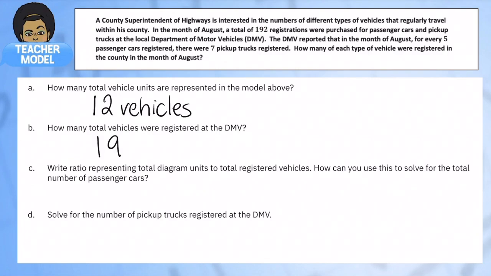We need to get to 192 vehicles. So that's going to be a lot if we have to keep on going by 12s. And our goal is, can we write a ratio representing the total diagram units of total vehicles? So watch how I do this.